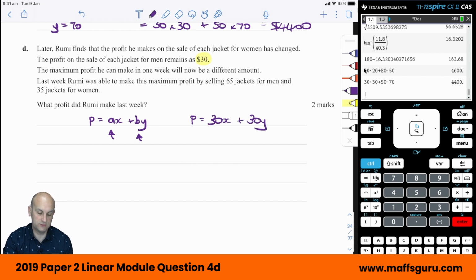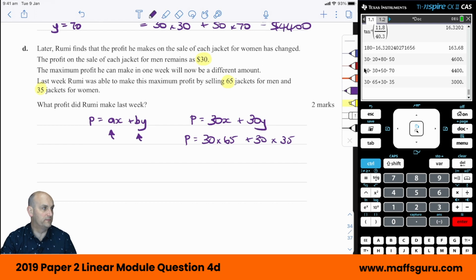Now I know my profit function. Can I work out the profit? Yes, of course I can, because they've now given me a value of x and y, which we used earlier. So I now know that P is going to be 30 times the number of men's jackets, which is 65, plus 30 times the number of women's jackets, which is 35. So 30 times 65 plus 30 times 35 gives me $3,000.